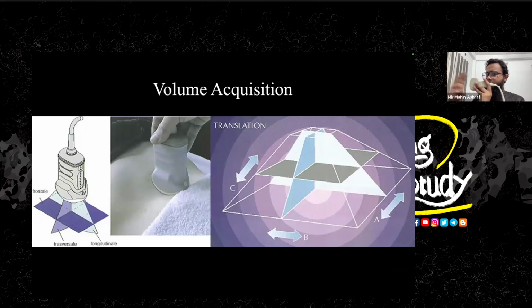So it is putting the sound like this. I'm rotating the transducer to the transverse section, so it is putting the sound transversely. So now, what about the 3D transducer?